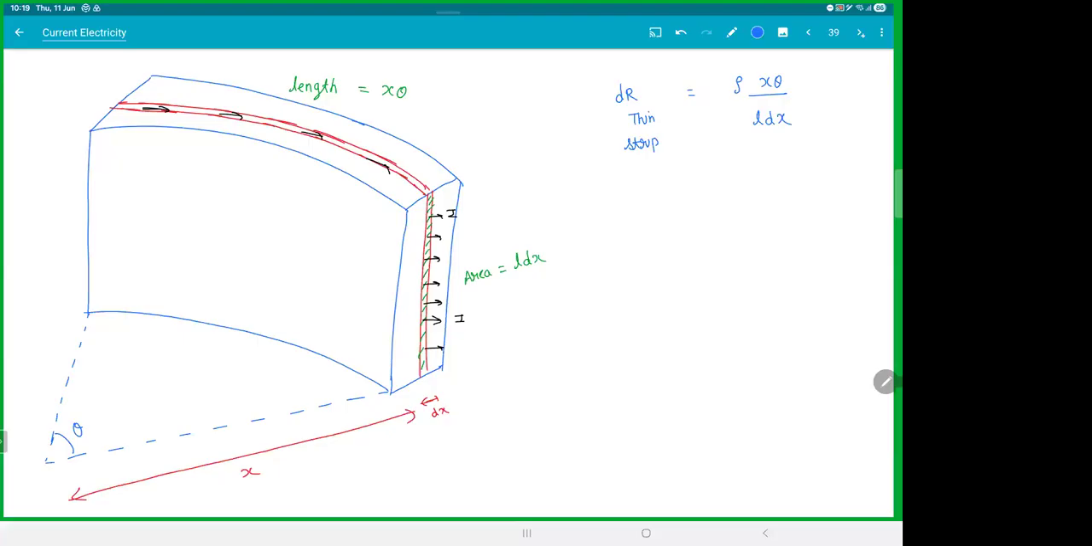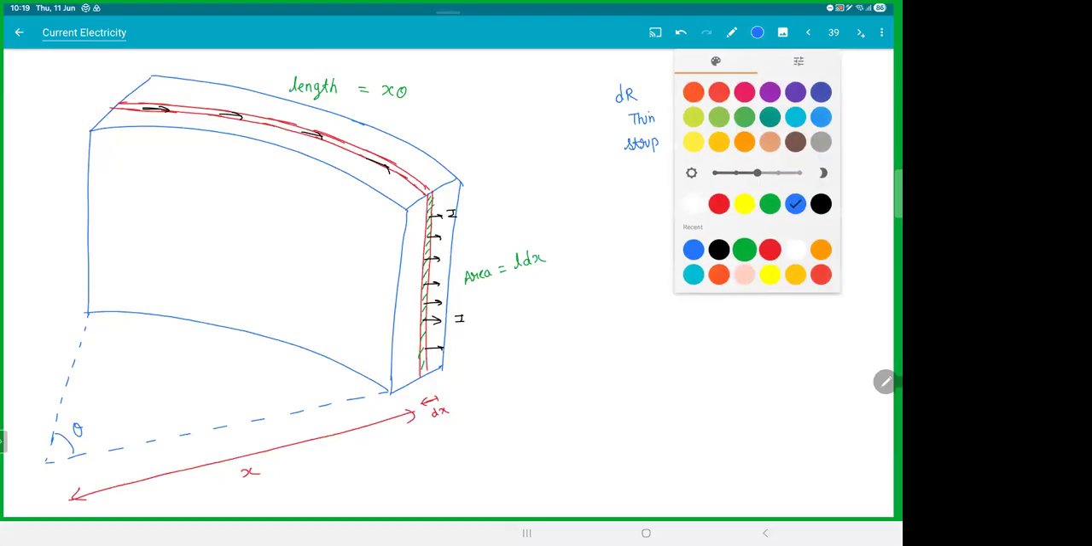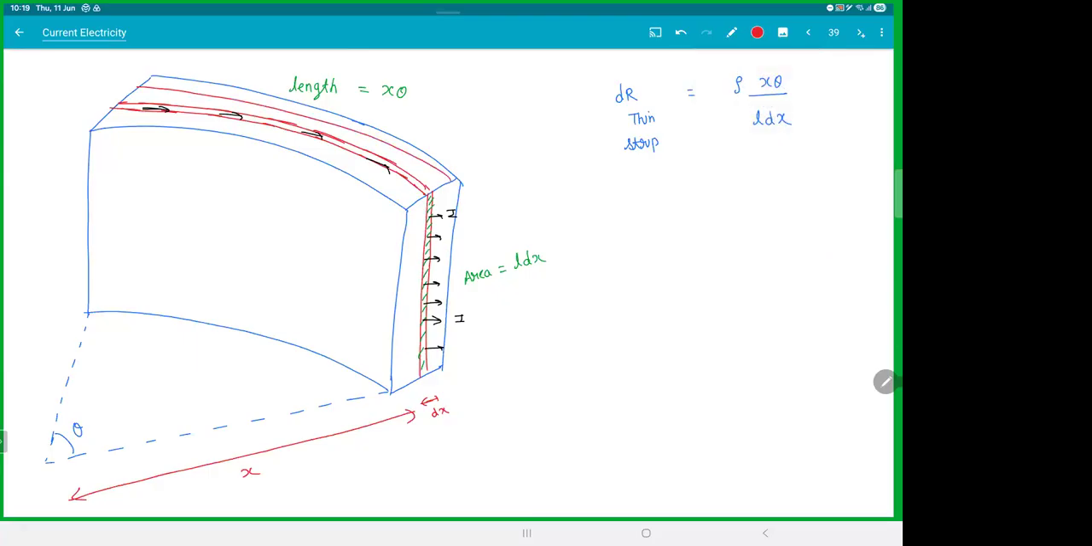Are all the strips in series or parallel? If I draw one more strip like this, what do they have the same? They have the same potential difference, isn't it? All the strips are in parallel because they have the same potential difference. Therefore, if all the strips are in parallel, what is the formula? 1 by R equivalent is sigma 1 by Ri. That means 1 by R equivalent is integral 1 by dr. Be careful, you're not supposed to integrate dr. The meaning of integral is summation. So this is the summation of 1 by dr elements, isn't it?